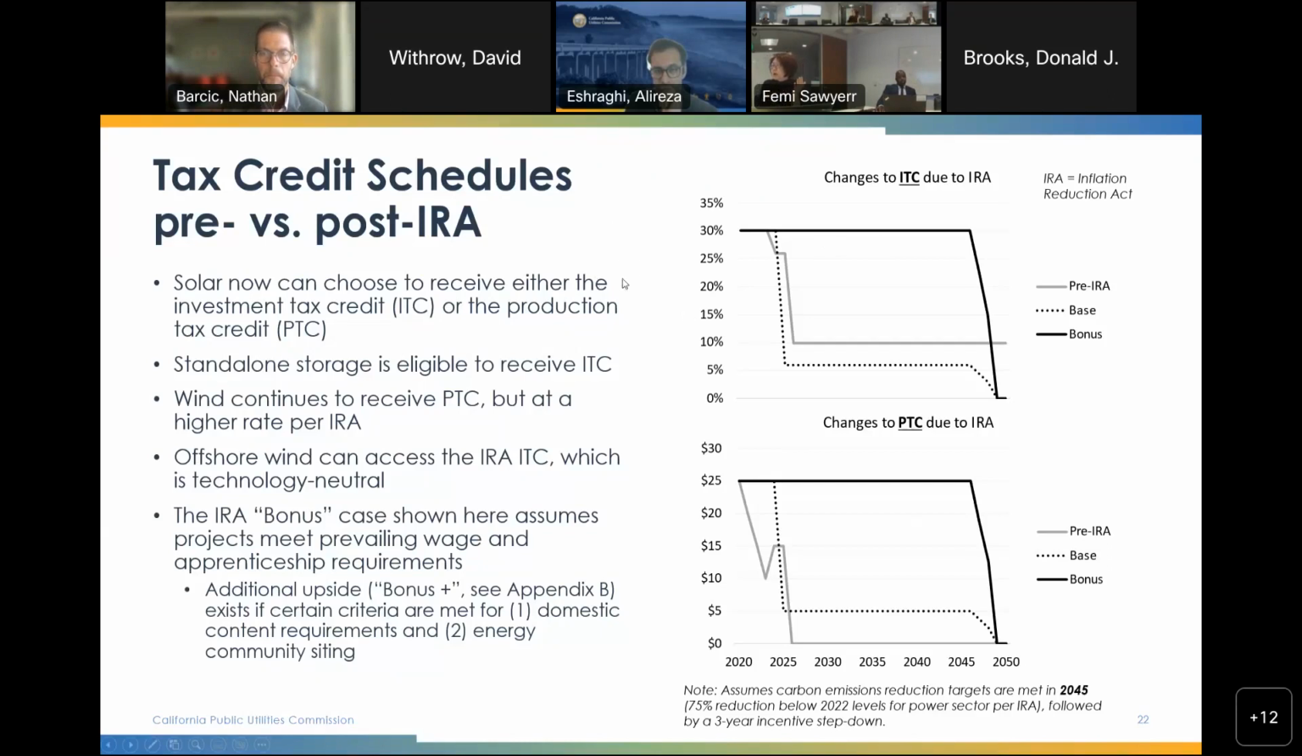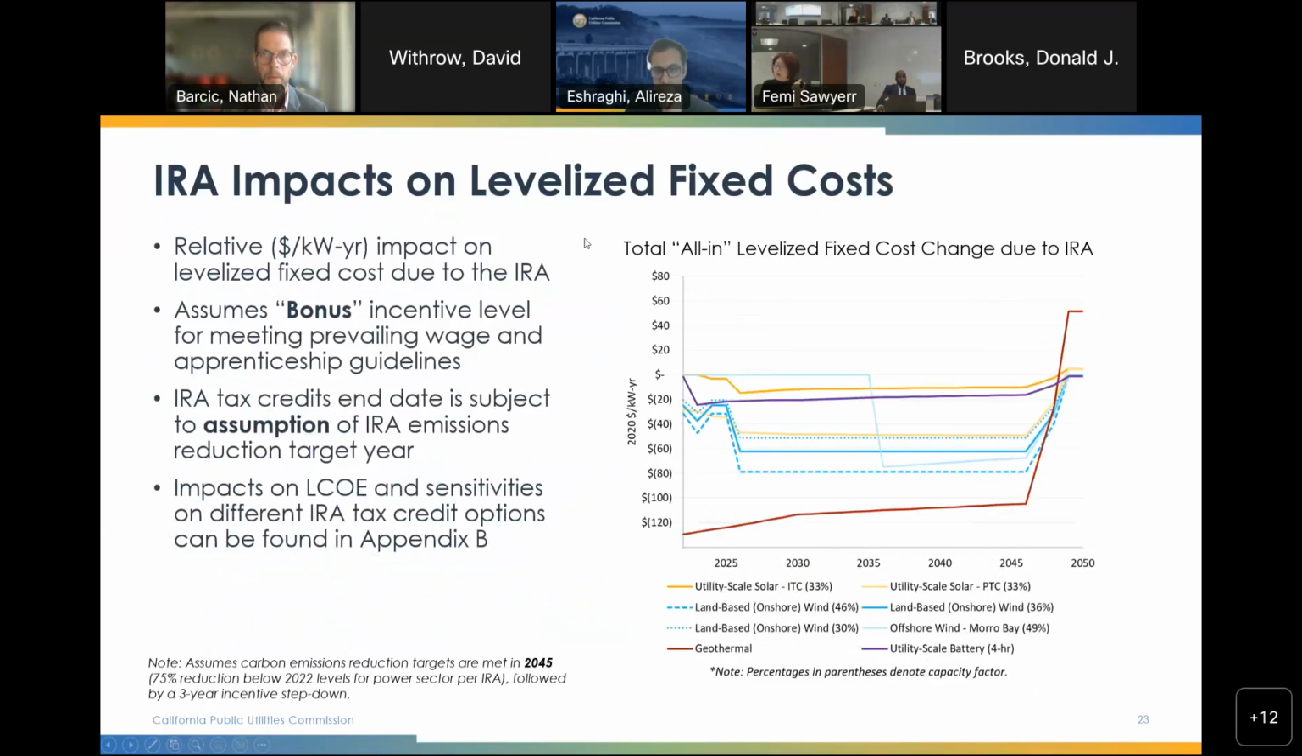So with these assumptions, let's now take a look at how these tax credits impact the resource costs. Here we are showing the reduction in the total levelized fixed costs due to IRA for the technologies that we have shown before. What we are showing here is essentially the bonus IRA costs minus the pre-IRA costs. One thing that maybe is jumping out to all of you is that there is a lot of cost reduction across the board. And for a lot of the technologies, the cost reduction is concentrated in that $40 to $80 per kilowatt per year range.